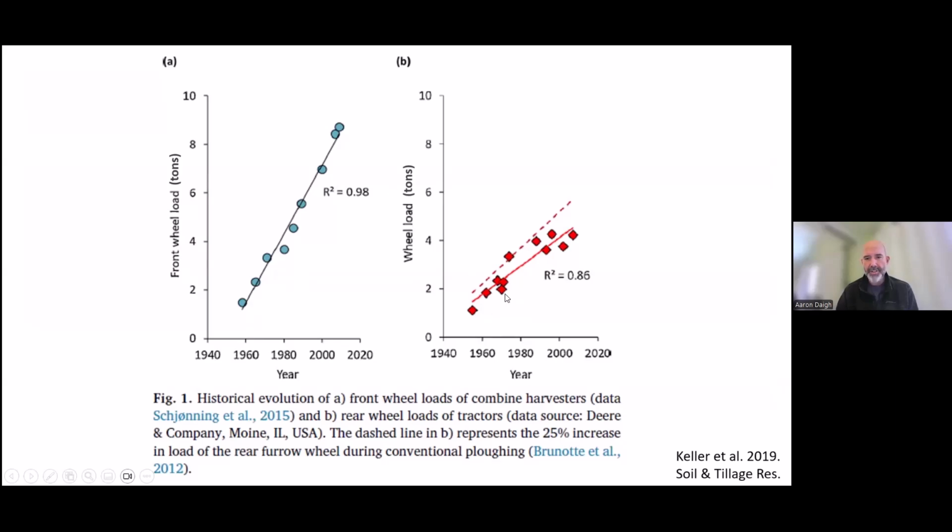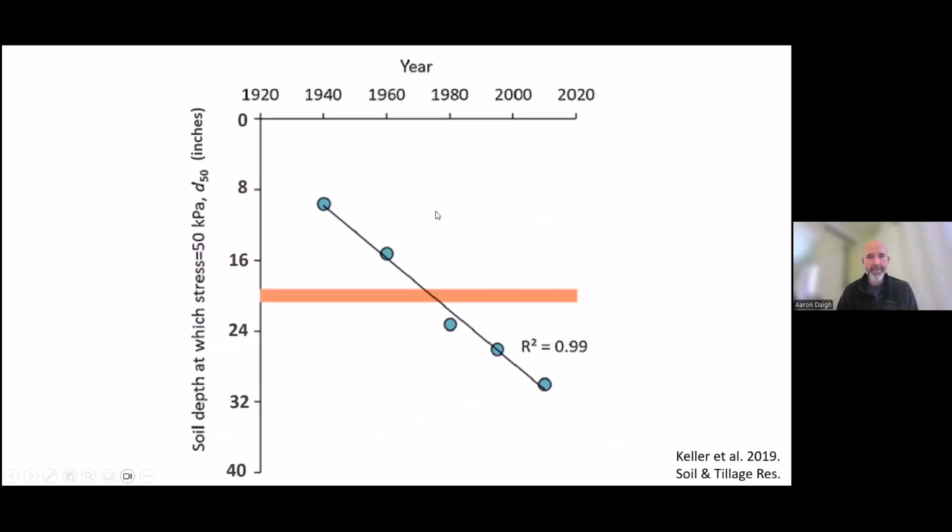Look over here on tractors, whether without or with pulling an implement, they've gone up 3 times as much as what they were in the past. So equipment's gotten larger, axle loads and wheel loads have gone up. And as one might expect, over the same time period, we look at some metrics for soil depths at which stress reaches the level where we can start expecting compaction to occur in a lot of soils.